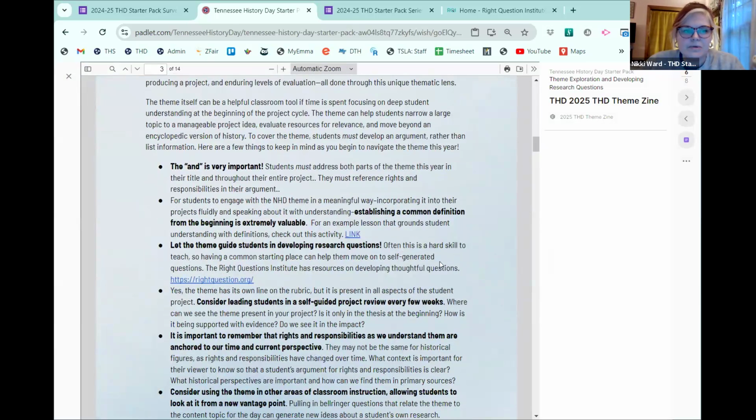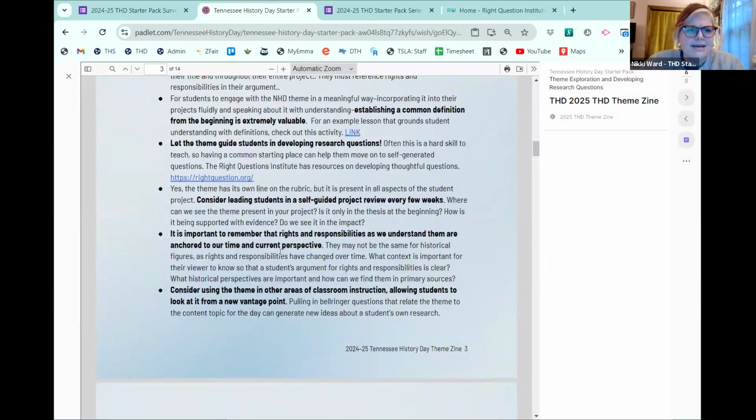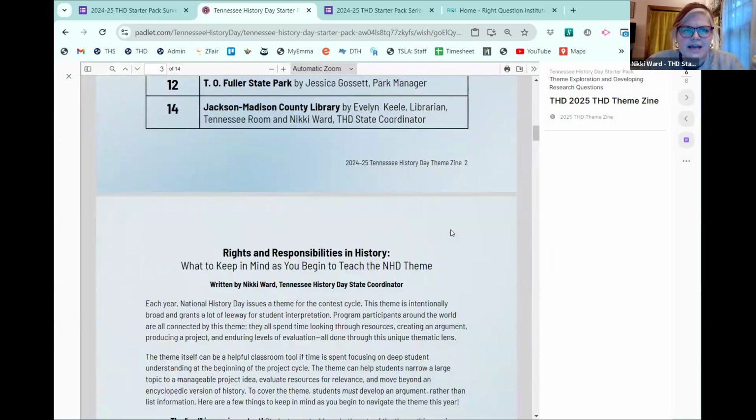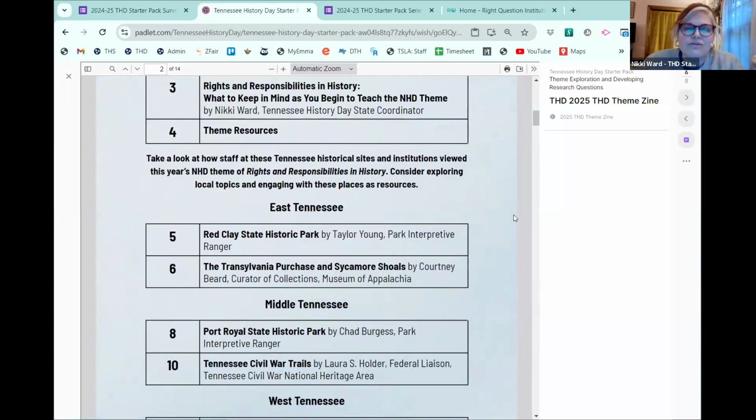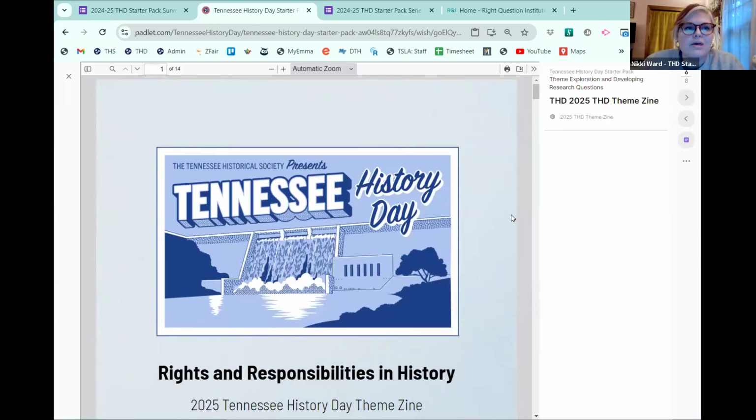Let the theme guide developing research questions. Some of the things we've talked about tonight, as well as a link to the activity I mentioned. And then pieces from each of the Grand Divisions. We reached out to several state parks across the state, as well as cultural institutions. We got a library down here as well. So it's a really interesting way to engage with your local history through the lens of the current theme. Don't forget to think local. Sometimes kids really enjoy getting to be a part of the community there.